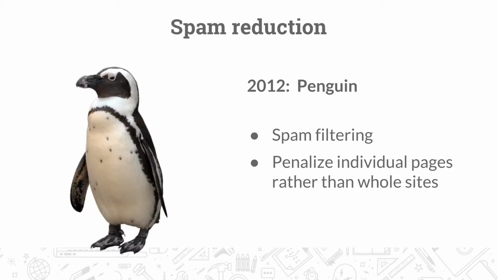In 2012, an update was called Penguin, and Penguin is always being updated still. This is about identifying spam. How can we identify and reduce spam in search result pages? It also did something interesting, where it could identify spam on individual pages rather than penalize or ignore entire sites that had a component of them that were spammy. So it was a little bit more targeted in terms of spam identification and reducing the incidence of spam in the results.